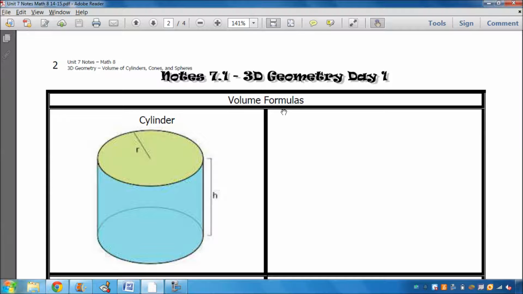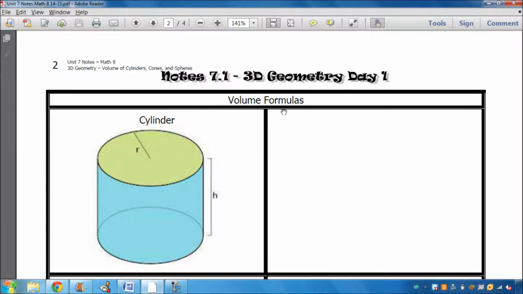All right, today's lesson is on 3D geometry. This is the first of 2 days that we will be spending on this topic. And we're going to be talking about figures that have 3 dimensions, and so they're called solids because they have 3 dimensions. You can physically hold it in your hand. They're solid in your hand.